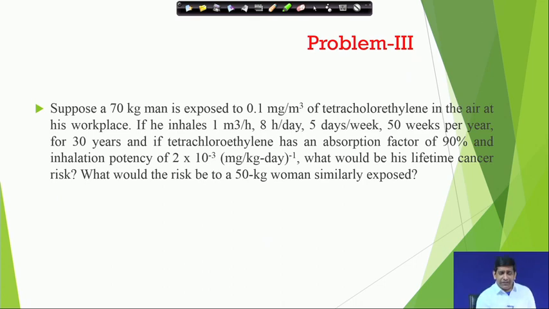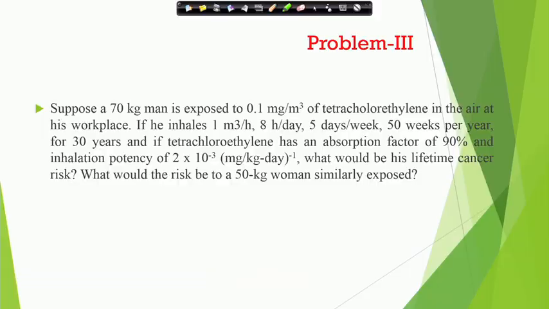Most of the calculations, how they need to be done, we have already done in the example calculation that I just showed you, or the other two which I was trying to explain. If somebody inhales 1 meter cube per hour, 8 hours a day, 5 days a week, with an absorption factor of 90%, and the inhalation potency is given, we should be able to calculate based on the example provided earlier what would be the risk to a 50 kg woman, or the lifetime cancer risk for a 70 kg man. So, in both cases we should be able to find out.